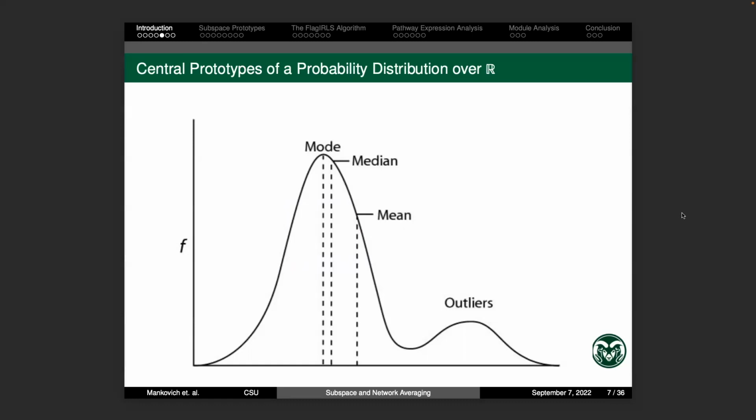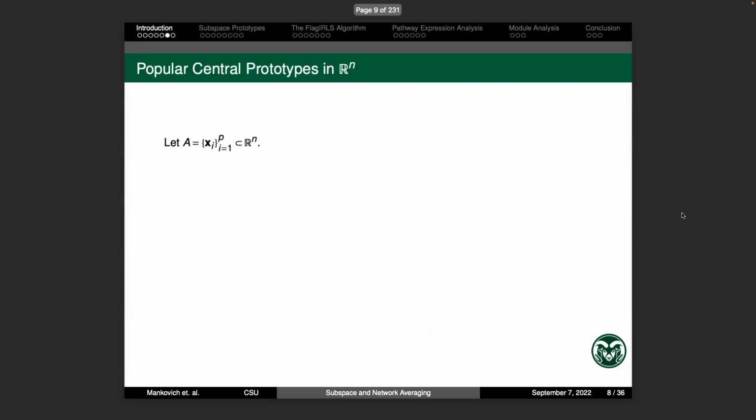So having different prototypes for a probability distribution or a set of data is important, right? Because depending upon how the data is structured, one prototype could be preferable over the other in terms of a representative for your data.